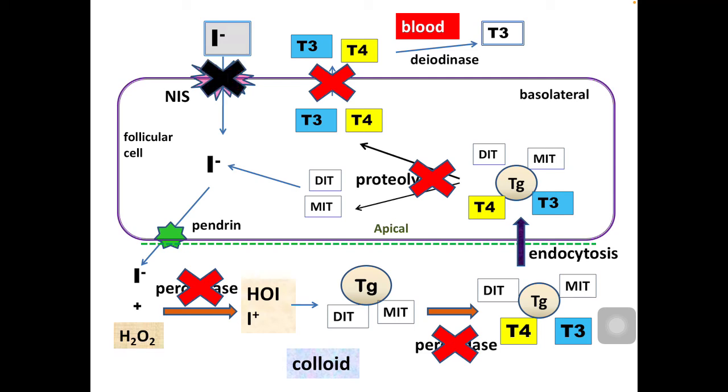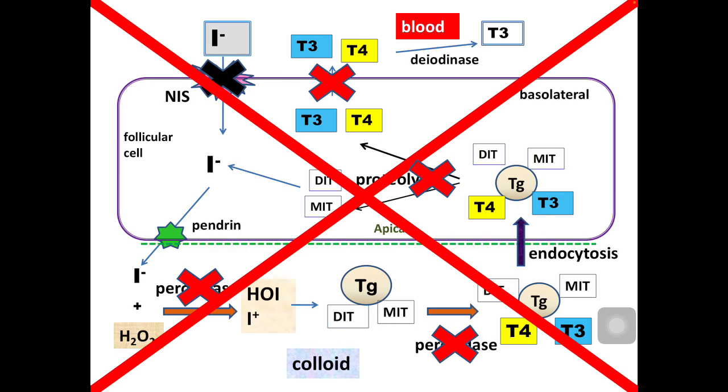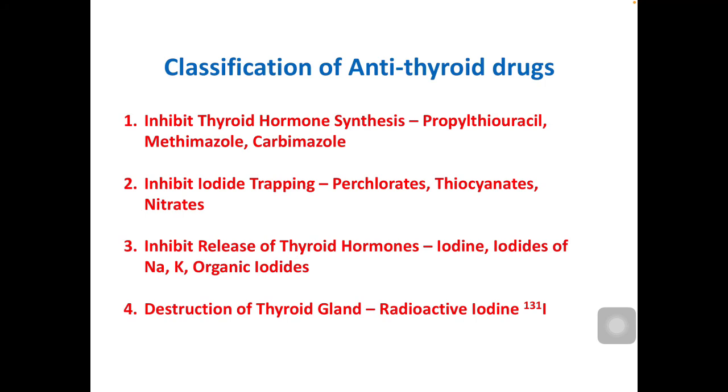The third thing we can do is inhibit the accumulation of iodide by using the sodium iodide symporter. So we can inhibit that symporter and inhibit the concentration of iodide into the follicular cell. And finally, the fourth thing we can do is destroy the gland, the follicular cell itself. So what are the drugs? Those that inhibit thyroid hormone synthesis, that is, inhibitors of thyroid peroxidase enzyme: propylthiouracil, carbimazole, methimazole.